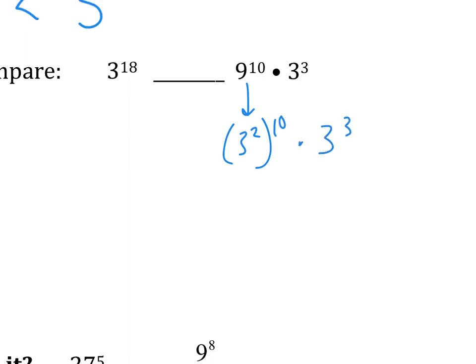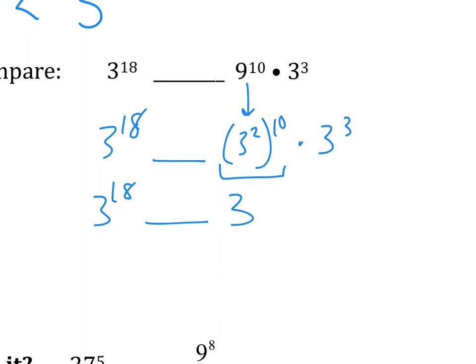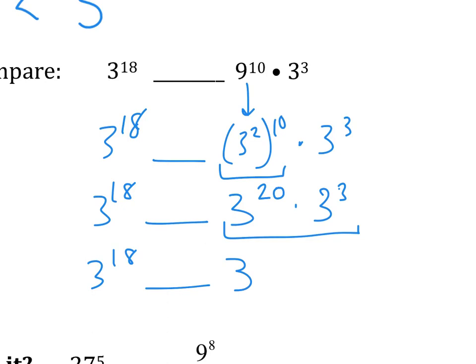And then the rest, I'm just going to carry it down and keep going. This isn't going to change. The 3 to the 18th isn't going to change. 3 squared raised to the 10th power is, with a power raised to a power you multiply, so 3 to the 20th times 3 to the 3rd. All right, I'm almost done. 3 to the 18th, and then if I simplify the right side, I get 3 to the 20 plus 3, which is 3 to the 23rd power.